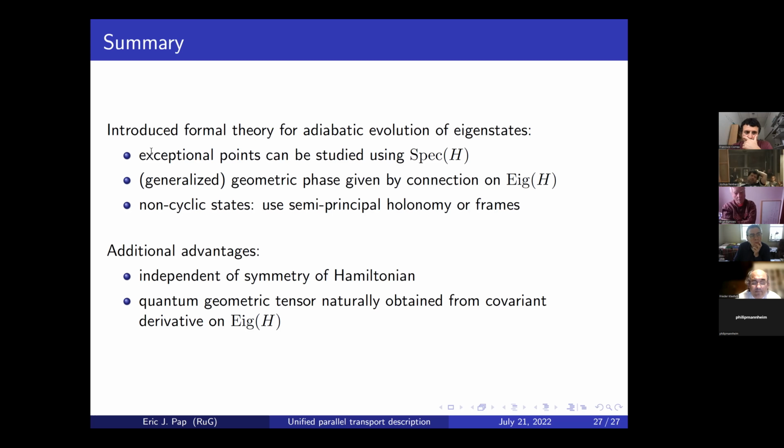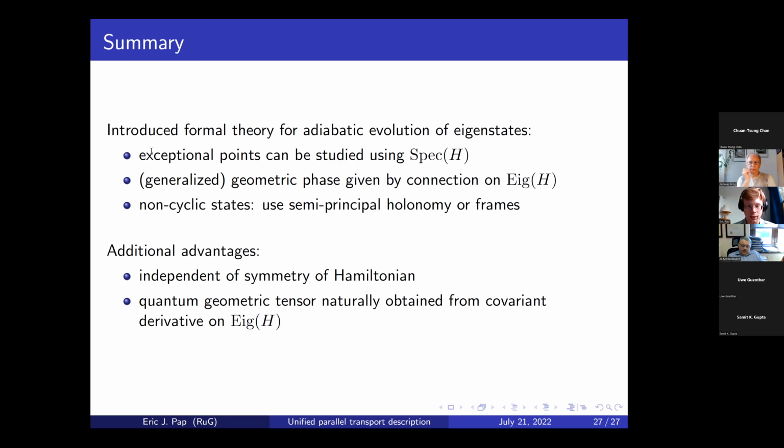And let me also repeat the advantages of this. Again, we had an approach independent of the Hamiltonian. So in particular, we did not have to consider the symmetry of the Hamiltonian. And we found that Eik gives you a natural home for the quantum geometric tensor because it is related to covariant derivatives. So with that, I want to thank you for your attention.